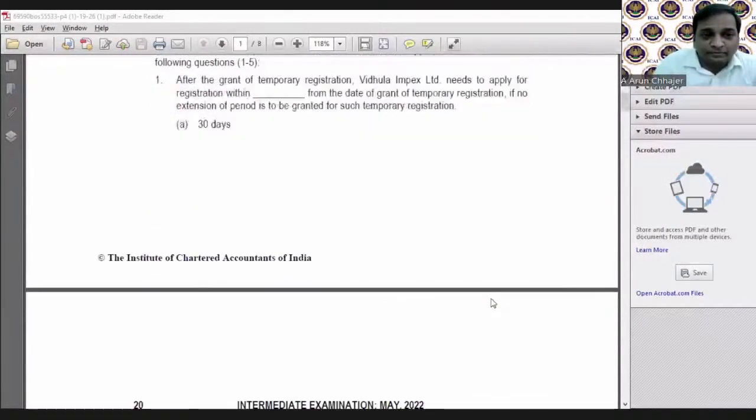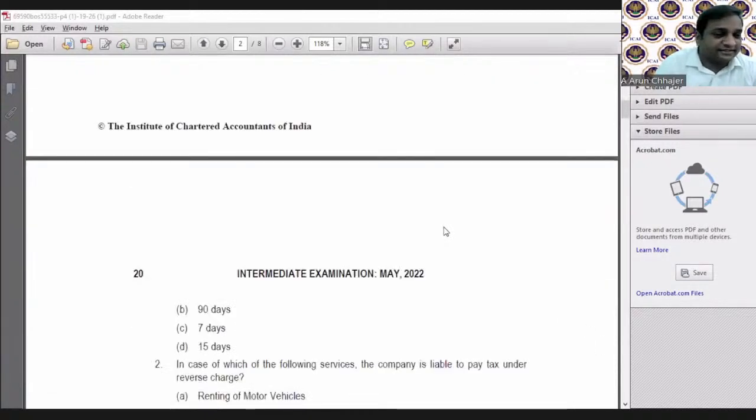Now, question number 1, after the grant of the temporary registration, Vidula Impacts needed to apply for the registration within how many days? Options are 30, 90 or 15. What would be the right answer? Give me the right answer.